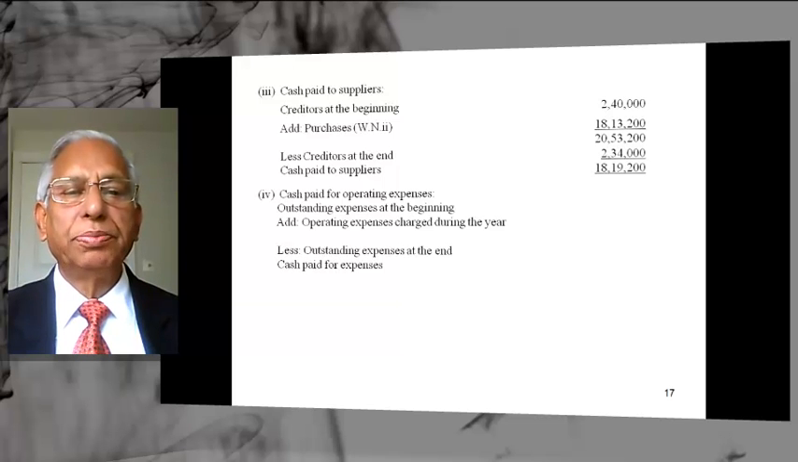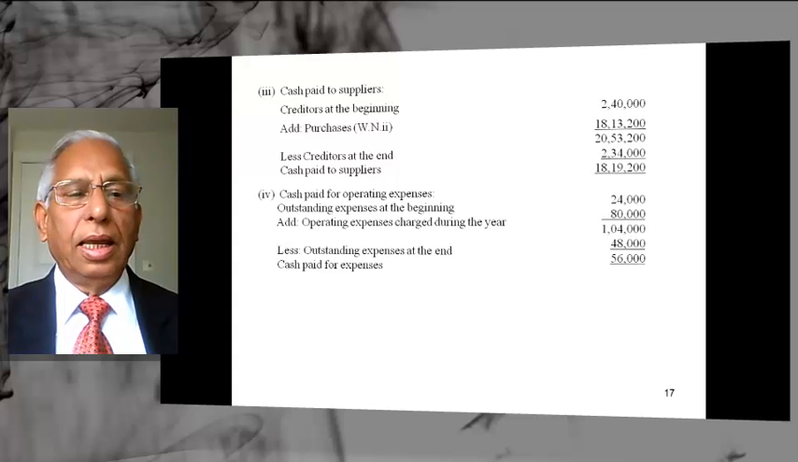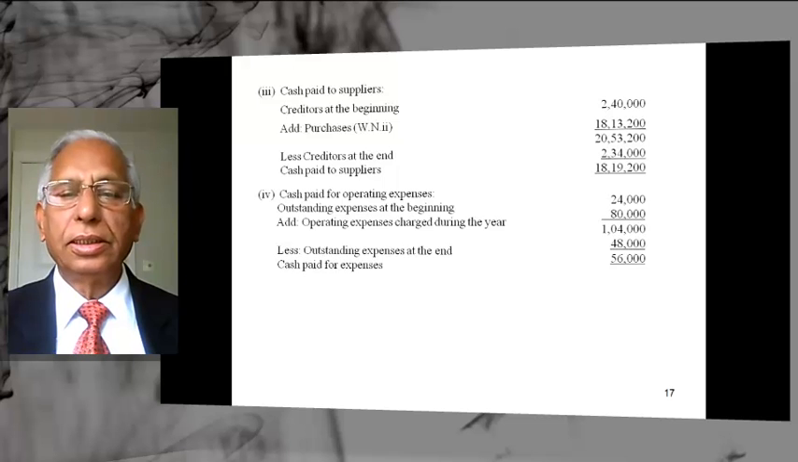Now you see cash paid for operating expenses. This was working note 4. Outstanding expenses at the beginning. To that we added operating expenses charged during the year. Total becomes 1,04,000. From that we deduct outstanding expenses at the end, rupees 48,000, and cash paid for expenses 56,000 rupees, as we have shown in the earlier statement.